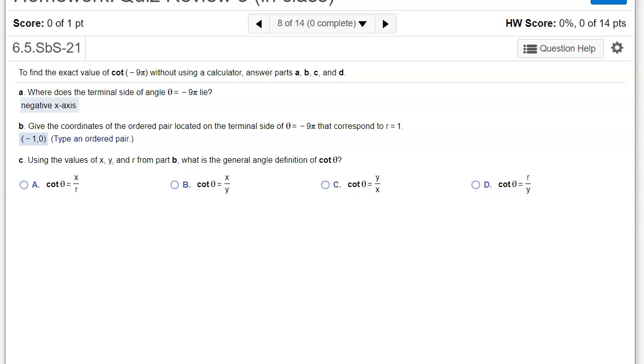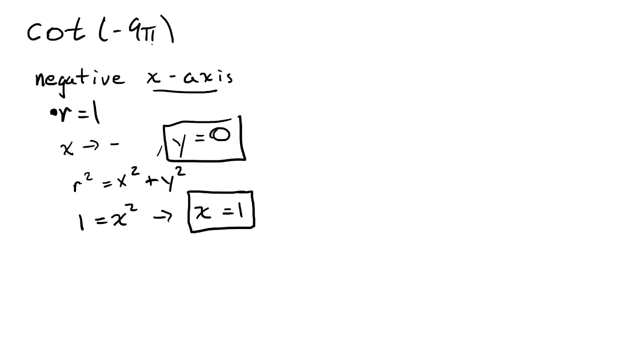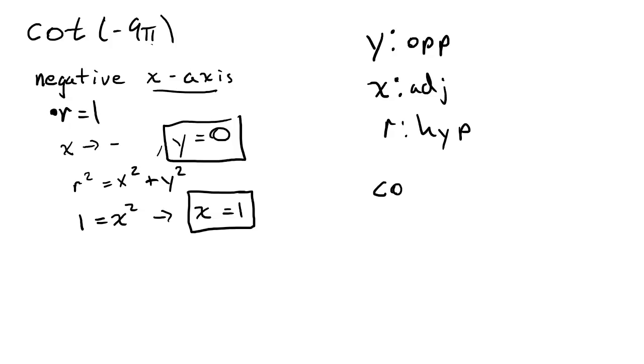Fantastic. This next question is just asking about the definition. Remember that when you're given an xy coordinate, y is always opposite, x is adjacent, and r is the hypotenuse. So cotangent theta is, from SOHCAHTOA, adjacent over opposite, which is x over y. X is equal to negative 1.